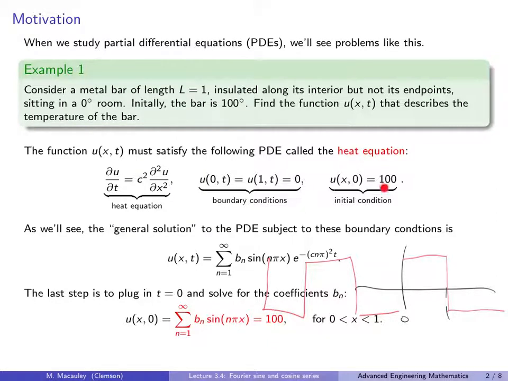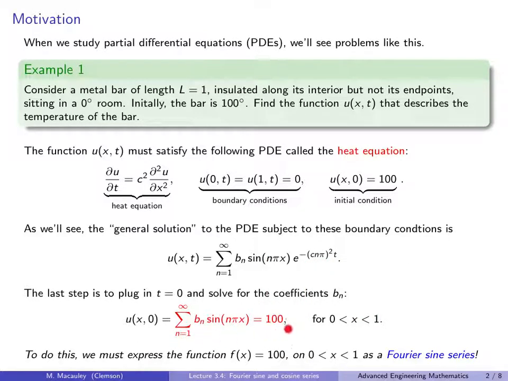Now it doesn't equal 100 outside of our domain, but all we care about is our domain, because that's our bar from position 0 to position 1. We don't care about what happens outside of this. So to summarize, in order to solve this initial value problem, we must express the function f of x equals 100 between 0 and 1 as a Fourier sine series. So that is how Fourier series come up in partial differential equations and models of things like the heat equation. And that's actually how they were invented, when mathematicians at some point needed to solve problems like this.